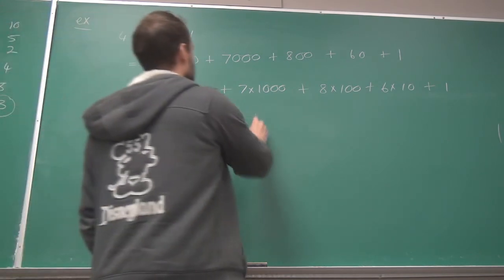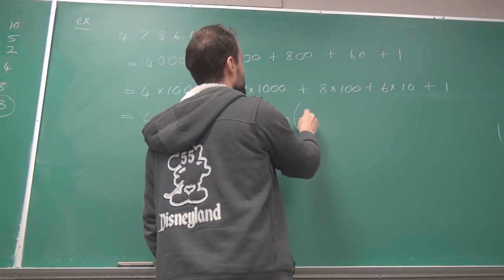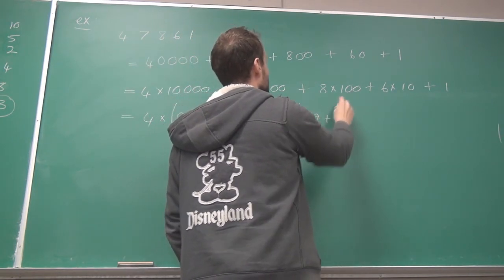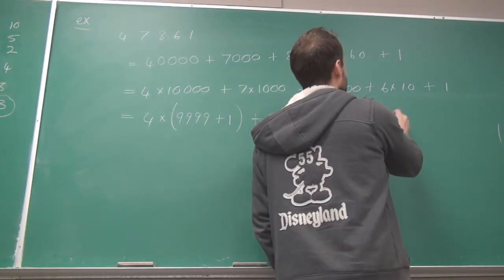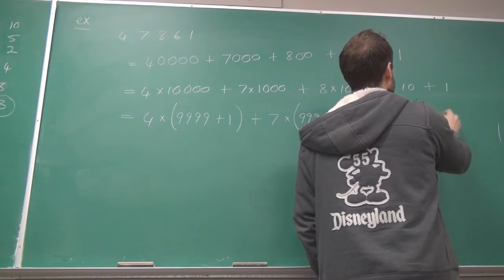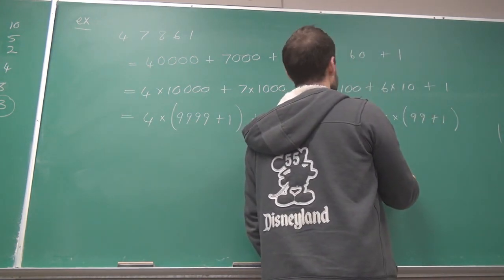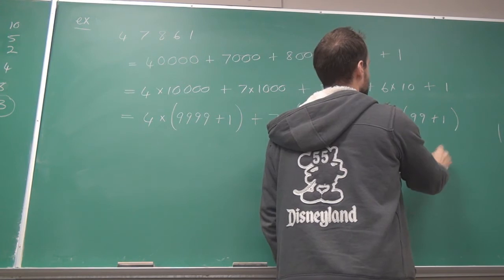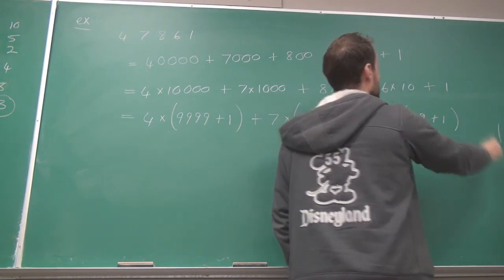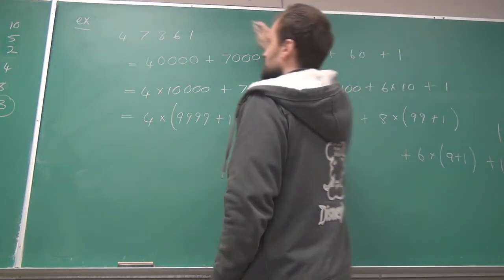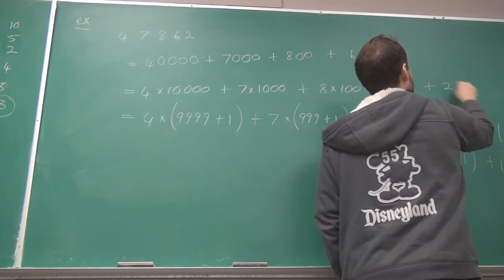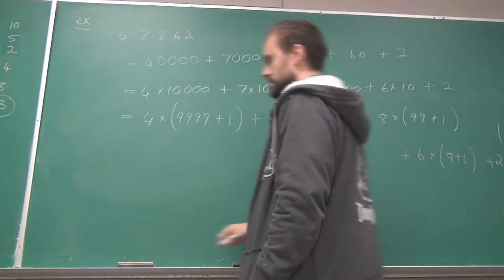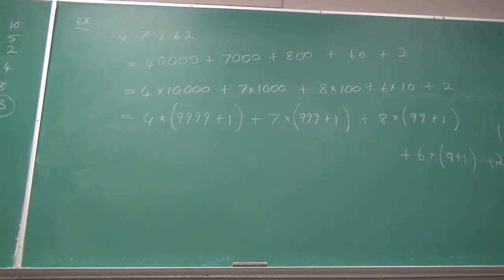Same for this, I can't look at 1,000 and say anything in general, but I can look at 999, and then I have a plus 1 again. And I'll keep going like that. 8 times 99 plus 1, 6 times 9 plus 1, and of course I have my digit here, right? Let's just, for the sake of argument, make that something else, like a 2, so it doesn't look weird. It could be any digit, doesn't matter. All right.